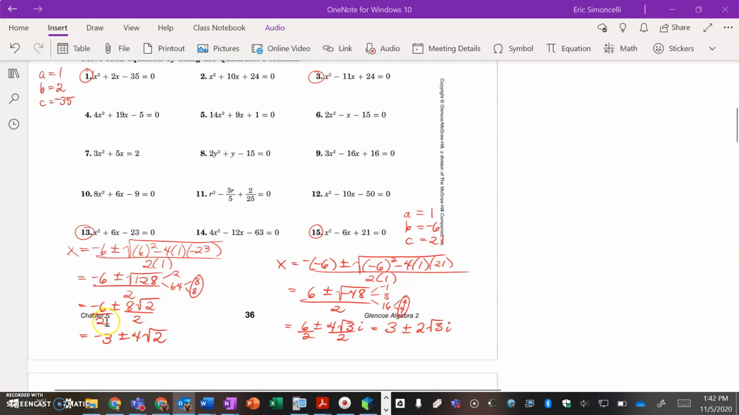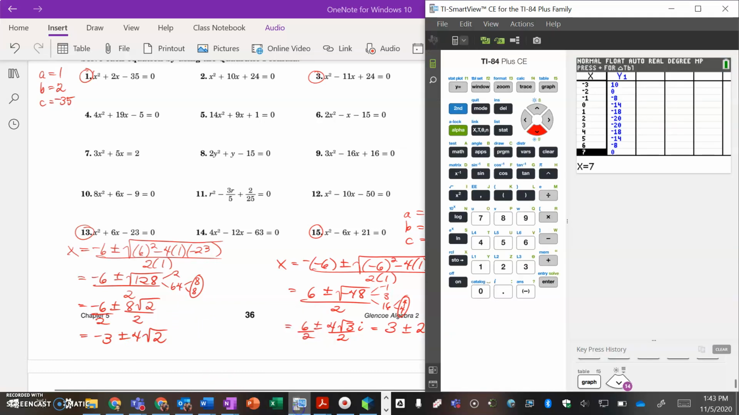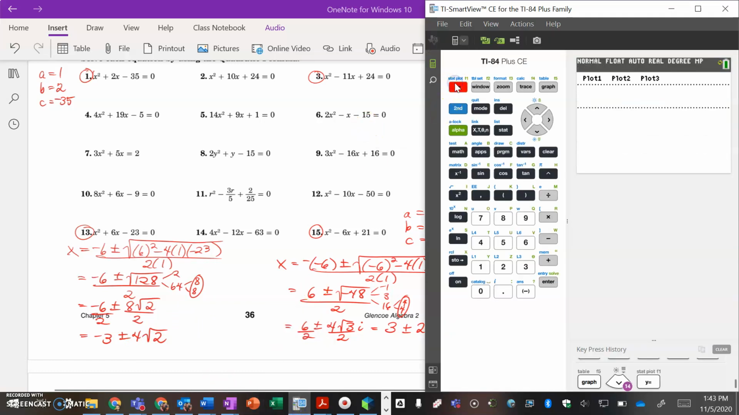I split it up accordingly, and as we've seen in the past, this is a smarter approach, so that you can easily distinguish that negative 3 plus 4 root 2 and negative 3 minus 4 root 2 are your two roots, or solutions, pardon.